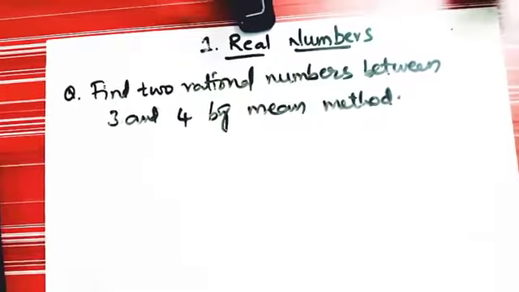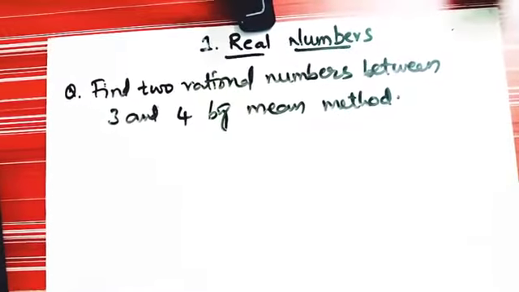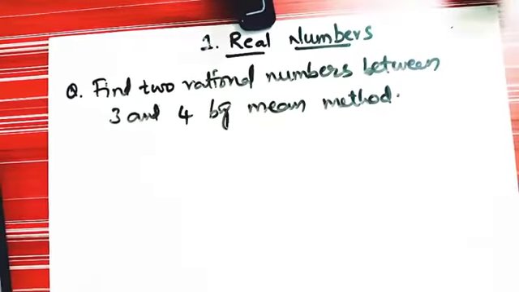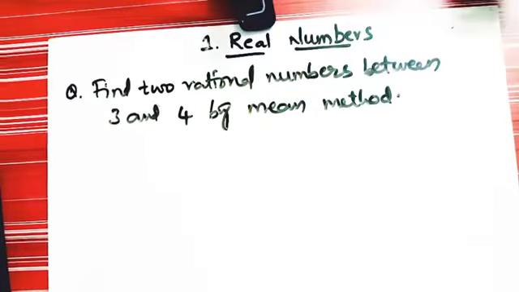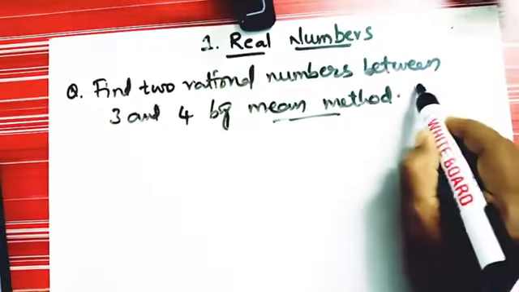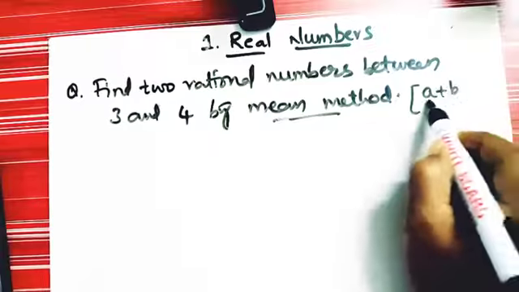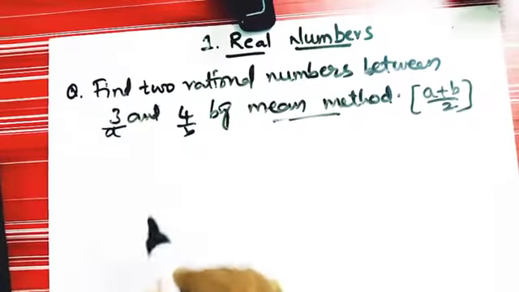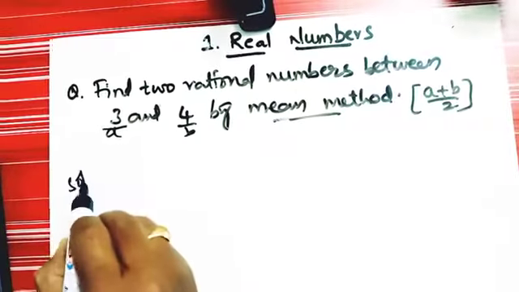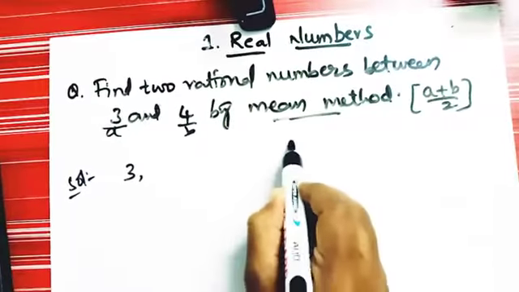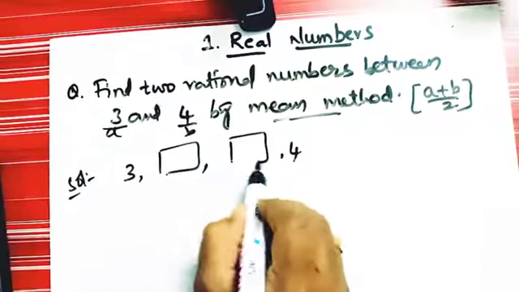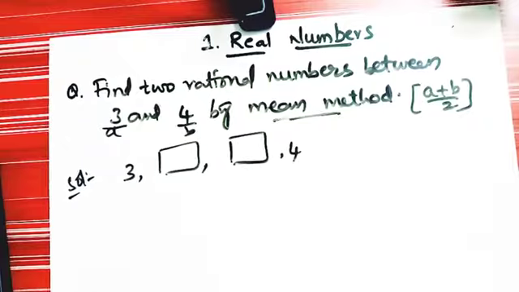Next question, we will go to find the rational numbers between the two numbers. We already know this, we did it in the 8th class, but again we are reviewing the 8th class topic. The mean method is nothing but using the formula (a + b)/2, where a is the first number and b is the second number. Here they have given 3 and 4 as the two numbers. In between these two numbers we need to find two rational numbers.